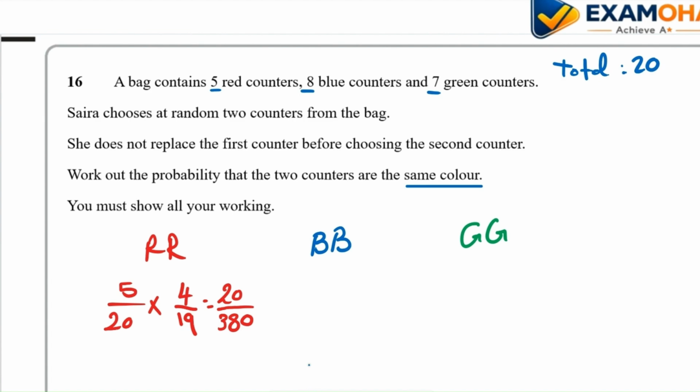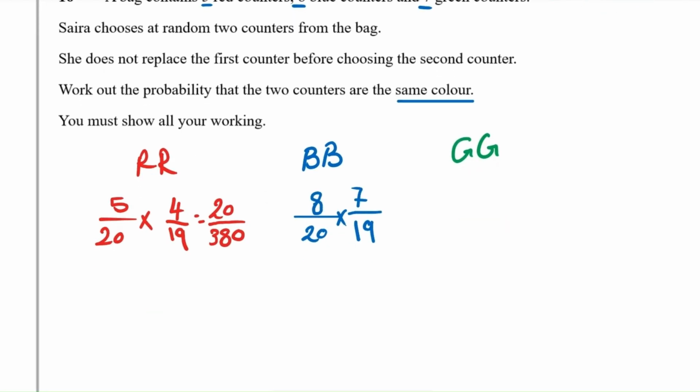Move to the blue one. If the first one is blue, the probability is 8, because we have 8 blues, divided by the total, which is 20, and the second one becomes 7 because we already took 1, divided by 19. So that means it becomes 7 times 8 is 56, divided by 380.